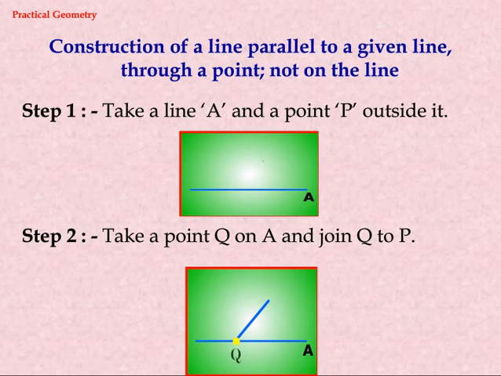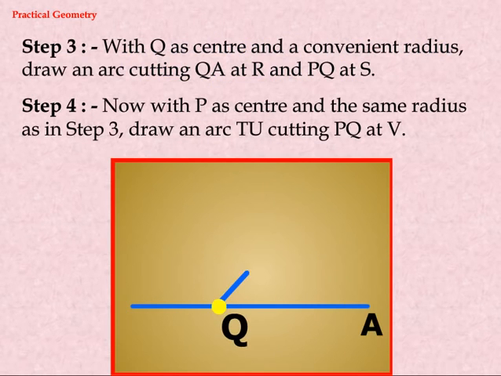Step 1. Take a line A and a point P outside it. Step 2. Take a point Q on A and join Q to P. Step 3. With Q as center and a convenient radius, draw an arc cutting QA at R and PQ at S.